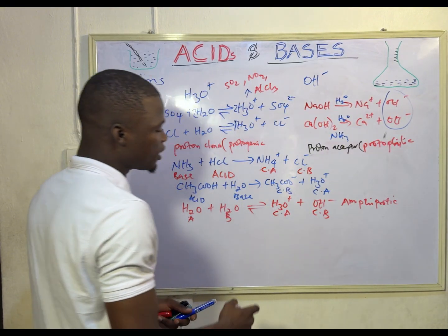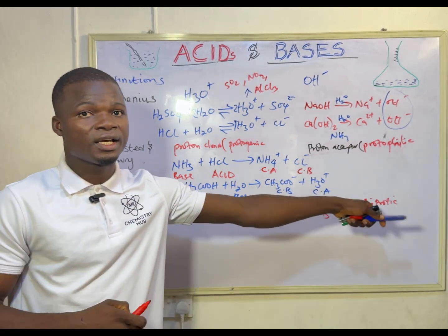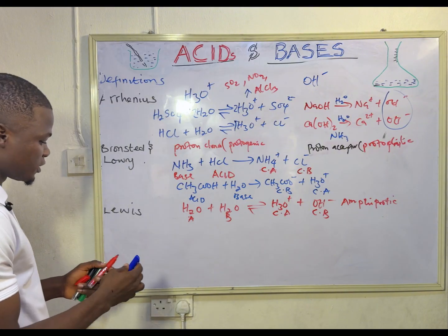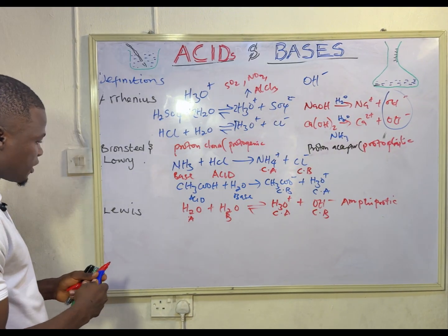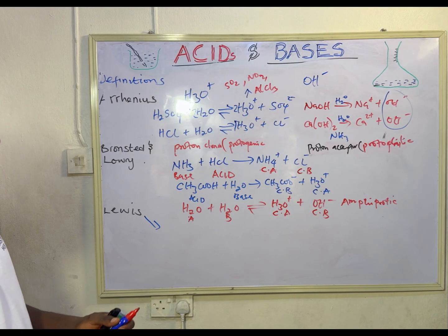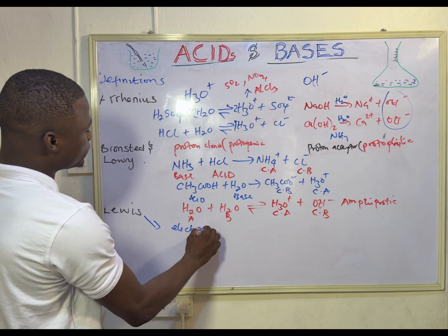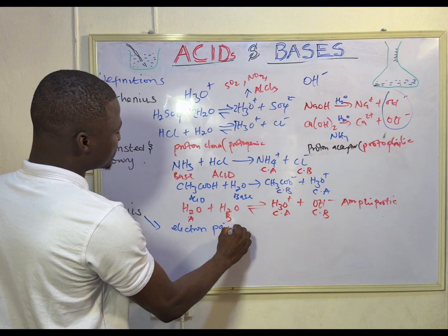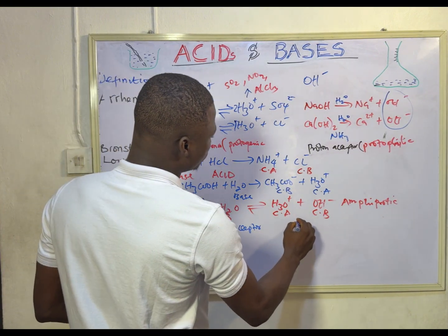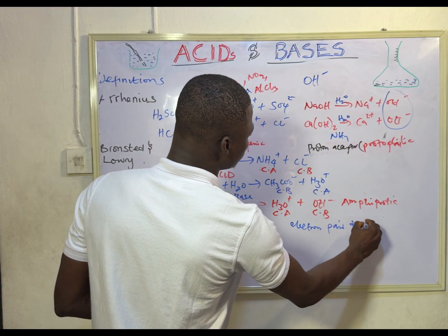For the substances that can behave as an acid and can also behave as a base, we refer to them as amphoteric. Now the last one, we're going to be looking at the definition of acid and base according to Lewis. Lewis defines an acid as an electron pair acceptor, while a base is an electron pair donor.